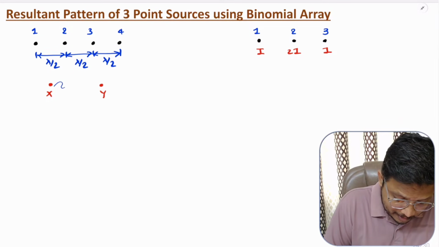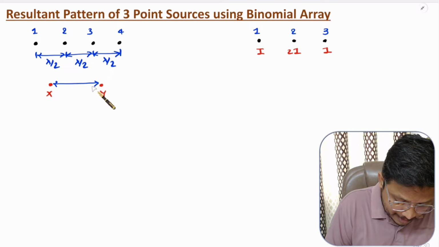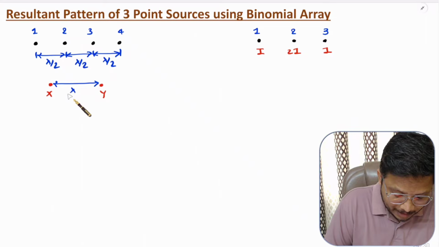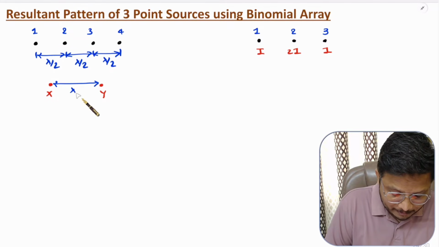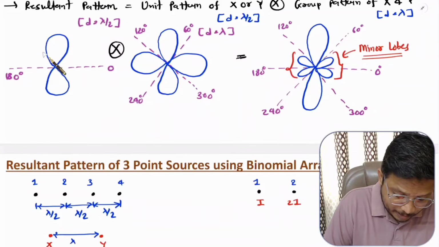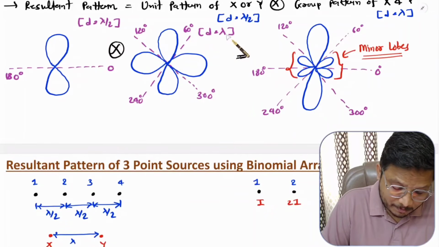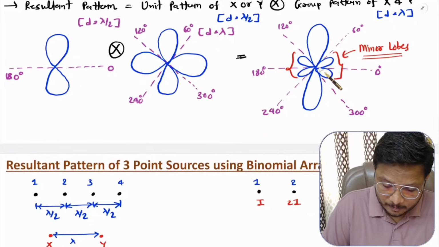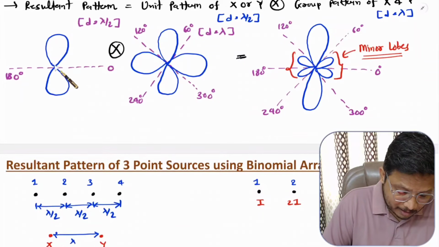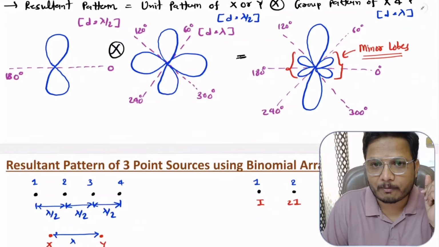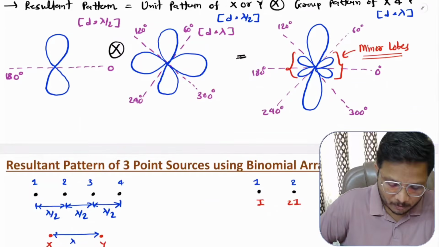And here the resultant spacing is lambda. Right. So if you multiply lambda by 2 and lambda spacing radiation patterns, then you will be having minor lobes. But if you multiply lambda by 2 into lambda by 2 radiation pattern, then you can avoid the issue of minor lobes. Let me explain how.